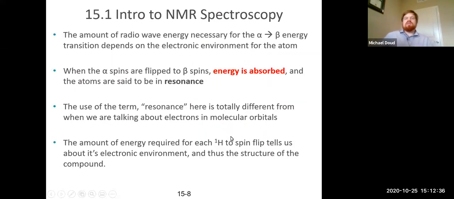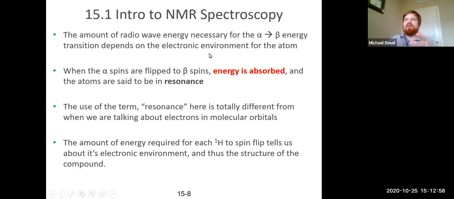Okay, so this is what's useful about NMR. Basically, the energy that's required to do the spin flip from alpha to beta is going to depend on how many electrons are around the atom. And that's what's important to us, right? We want to know where the electrons are so that we can predict what kind of reactions those electrons are going to do.